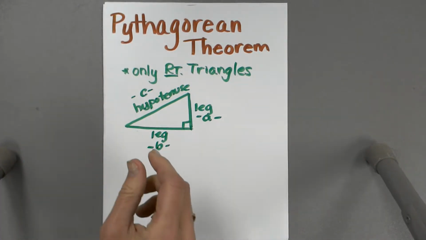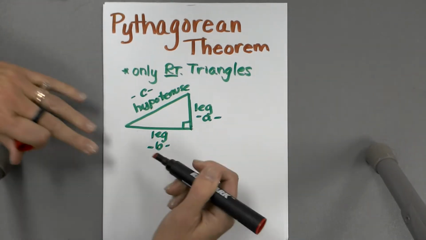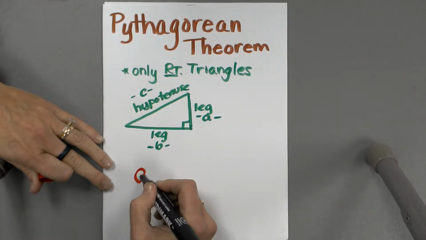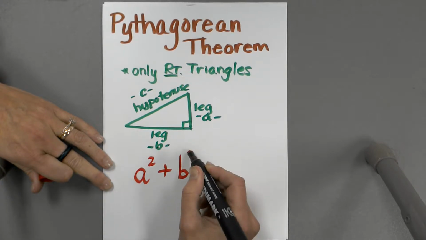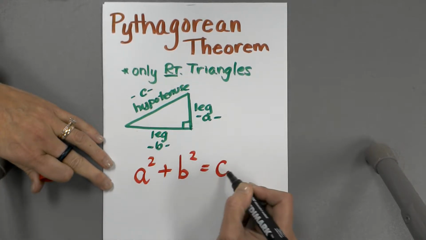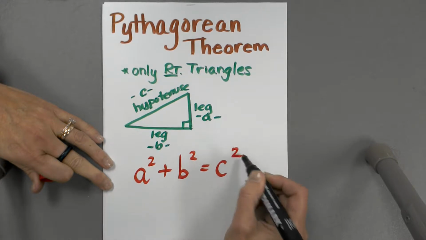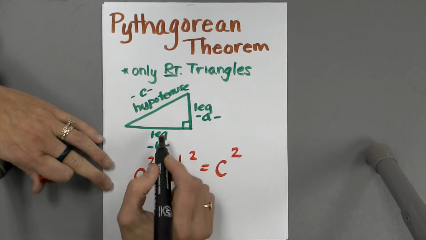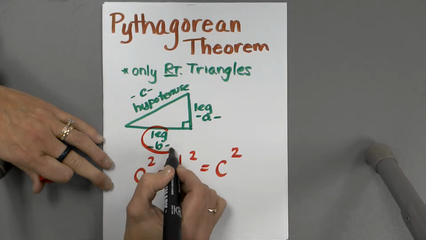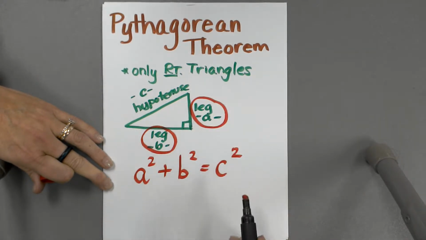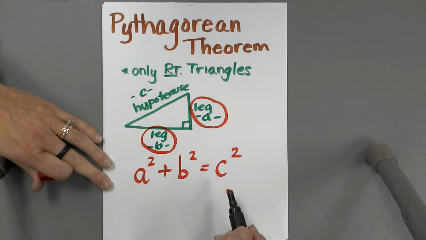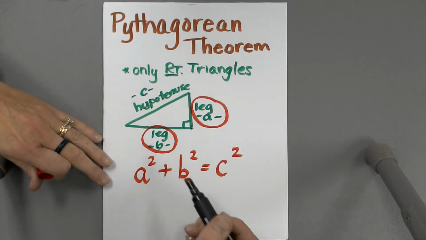So what the Pythagorean theorem states is that the sum of the squares of the legs of a right triangle is equal to the square of the hypotenuse. So that means we can take one side and square it, another side and square it, add it together, and that's going to be equal to the length of the hypotenuse squared.